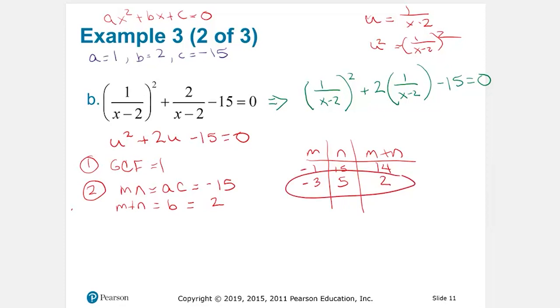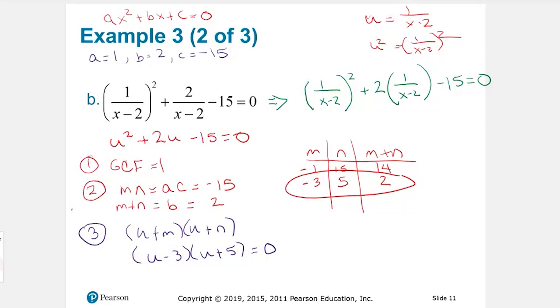Now, because a is equal to 1, I don't have to do the grouping thing. I can literally just say the third step is x plus m times x plus n. But we're using u's here, so we don't really want to use the x's. I'm going to change this to u, and when I factor, I get u minus 3 times u plus 5, and that equals 0. Okay.